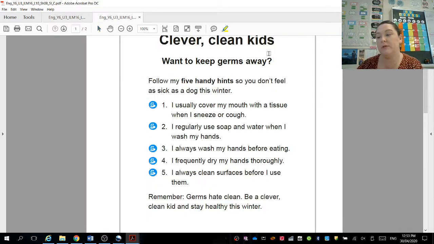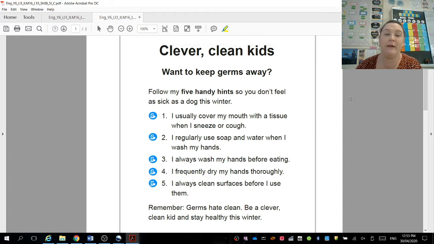I'm going to go through and highlight the figurative language. So similes, metaphors, personification, alliteration, puns, any of those that we find. "Clever, clean kids" already jumps out at me as something in particular. What do you think that might be?